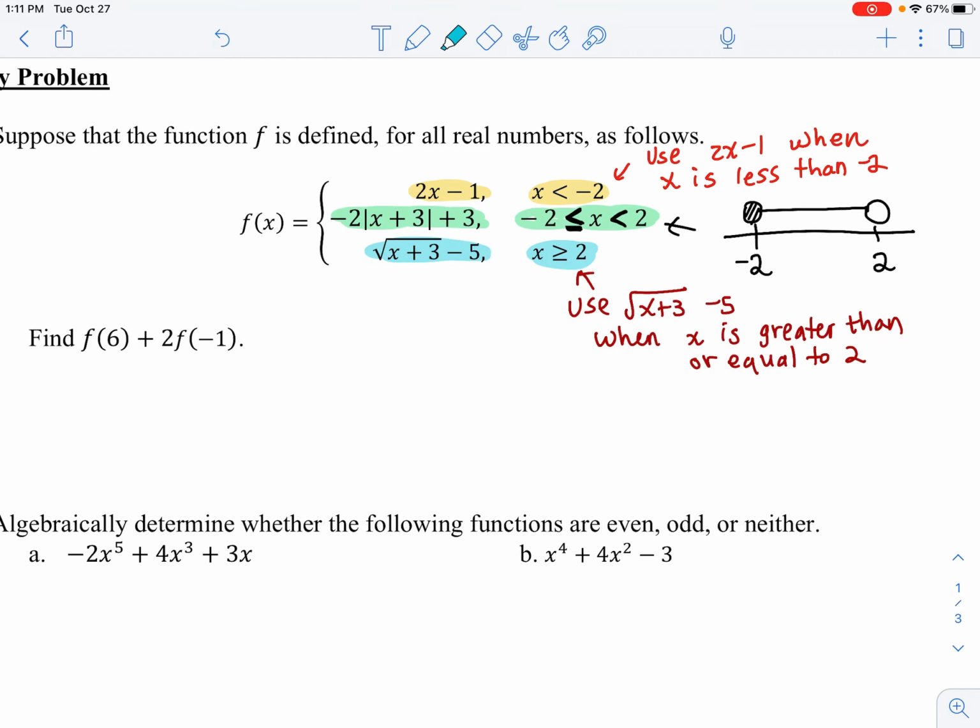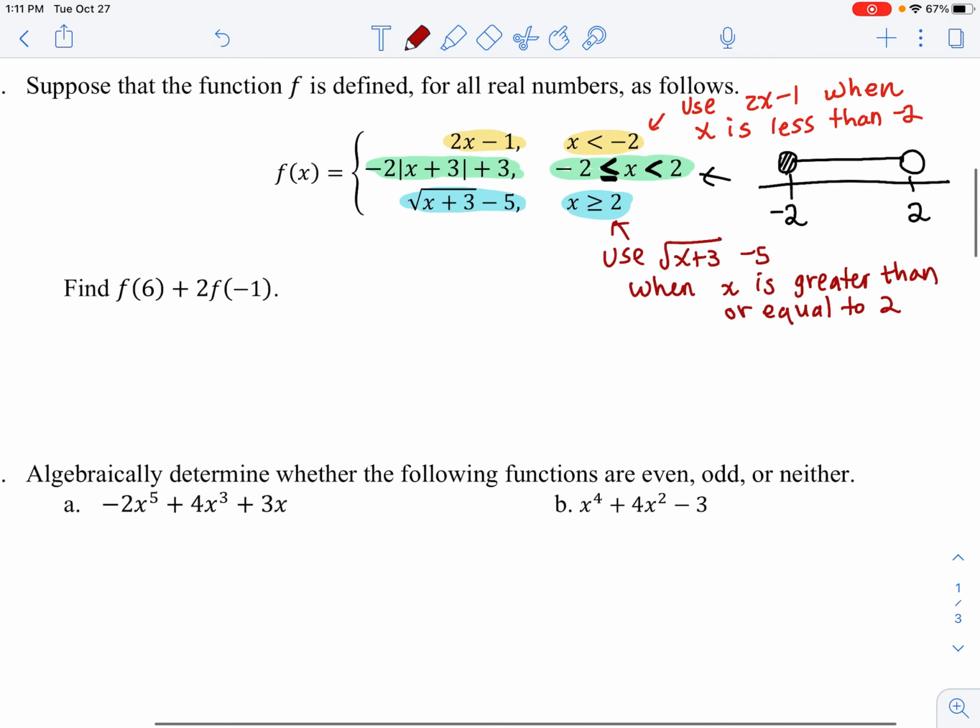Okay, let's take a look at the first one. What we are trying to find is f of 6. We'll find that, and then we will add 2 times f of negative 1. So we have to find f of 6 and f of negative 1. Let me start with f of 6.